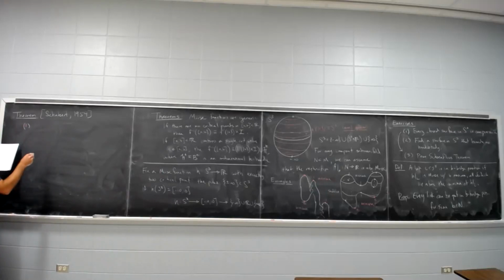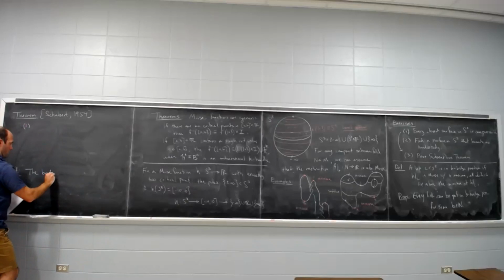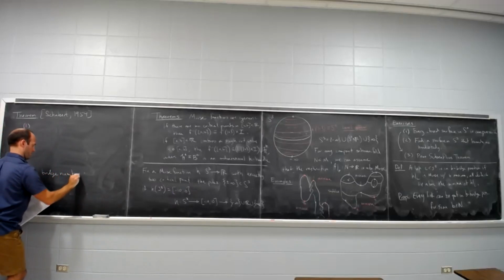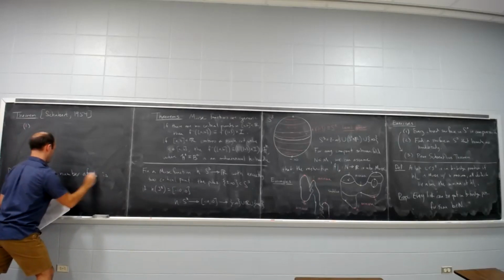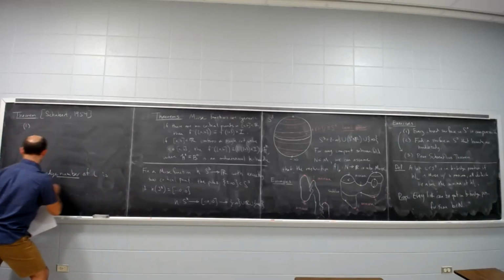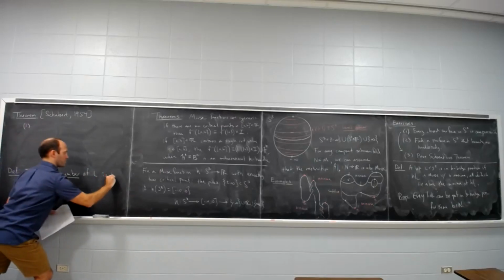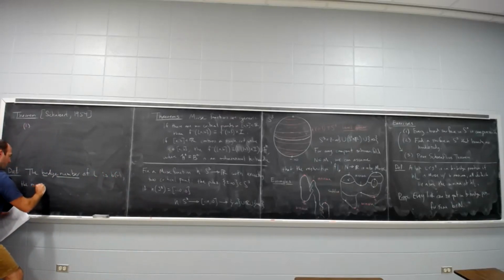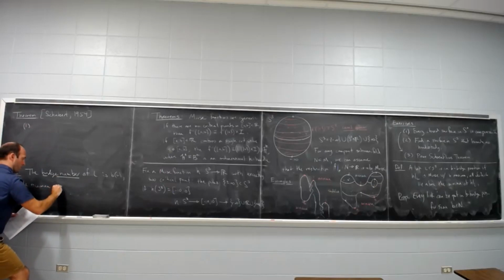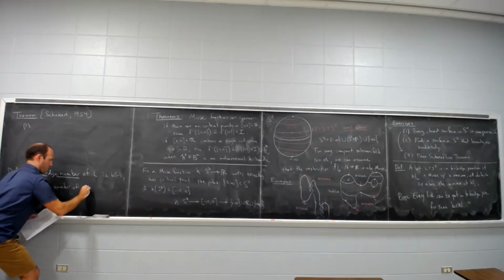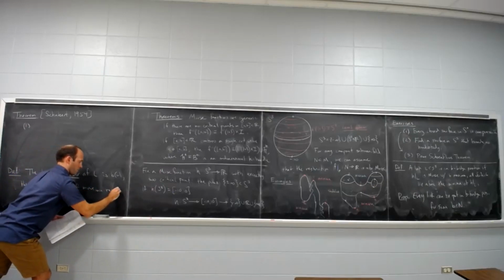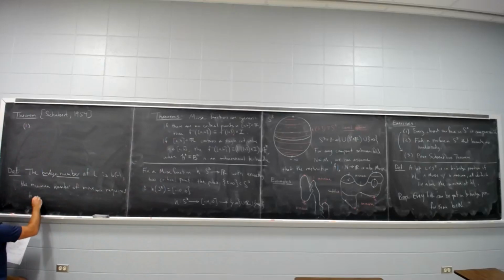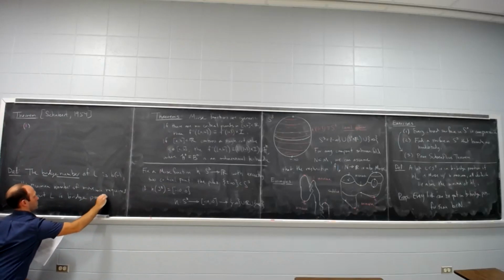And Schubert proved that, oh, I should define the bridge number. The bridge number of L is b(L), and it's the minimum number of maxima required to put L in bridge position.